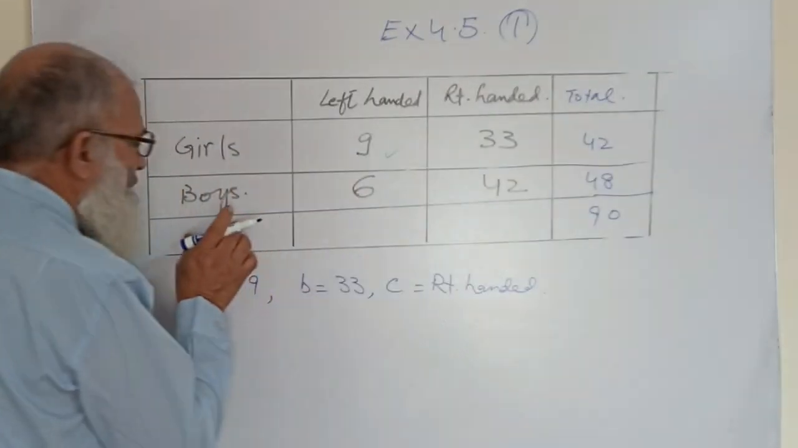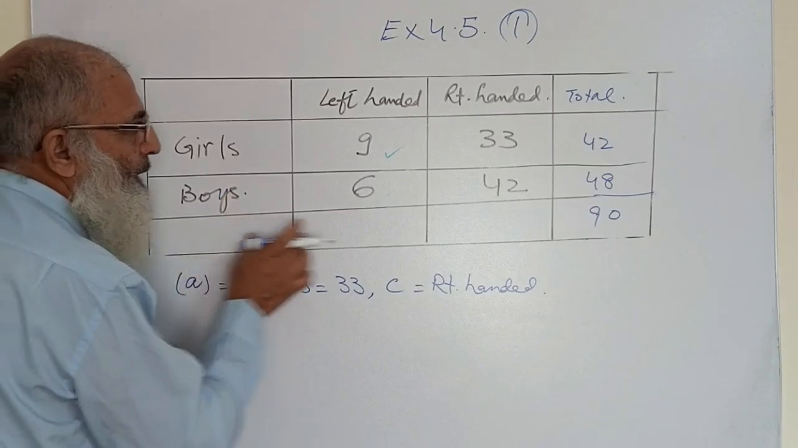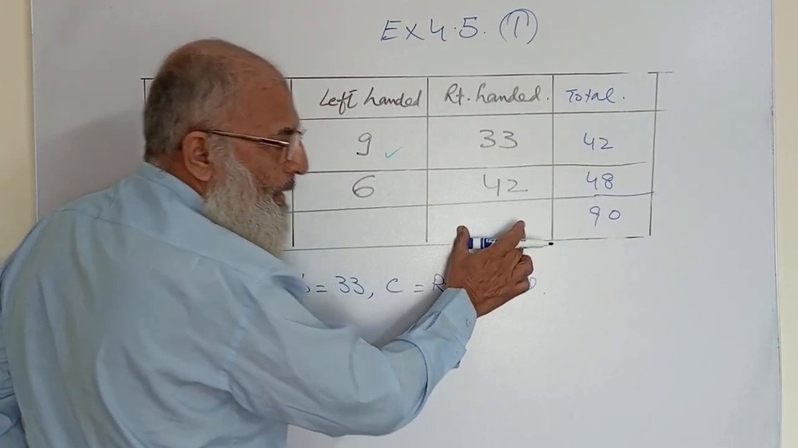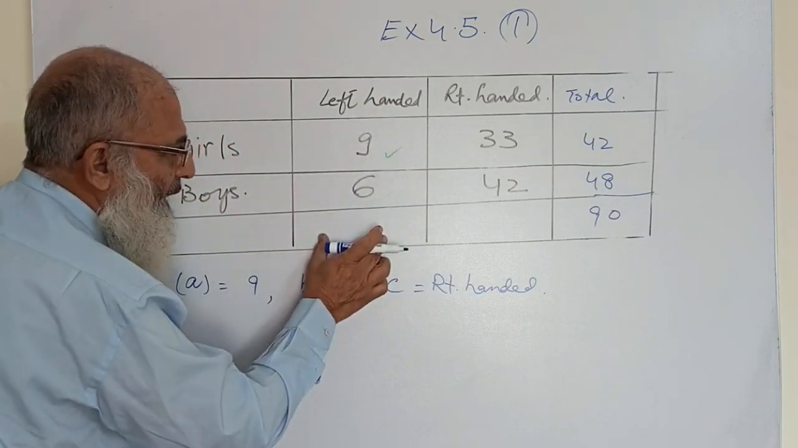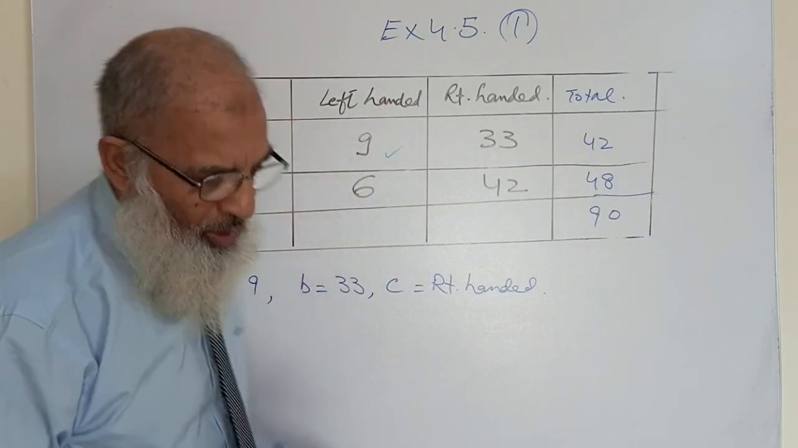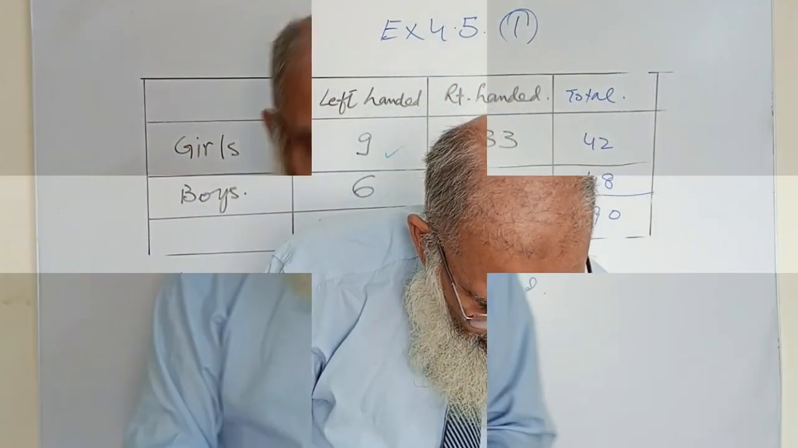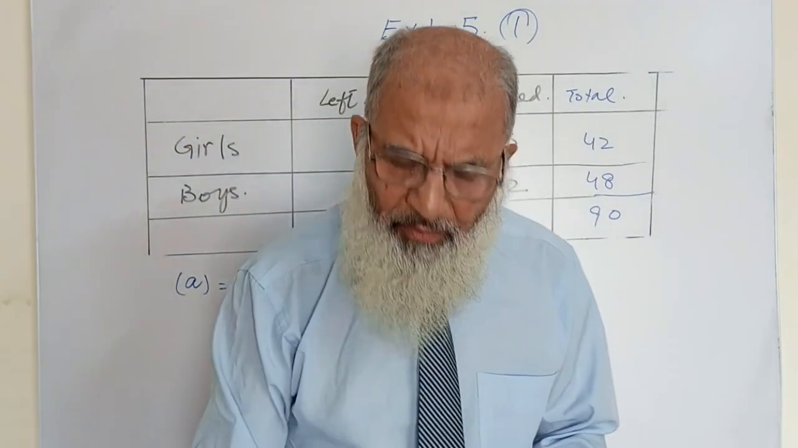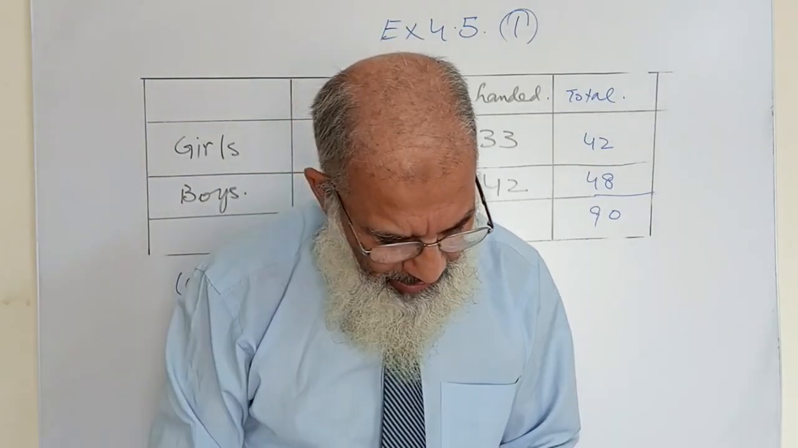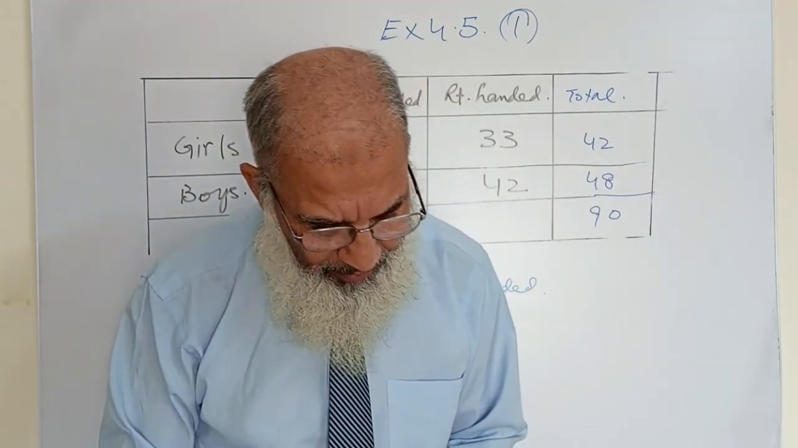If she had asked how many students are right-handed, you can even do that, but it is not asked, so I am not doing it. The rest of the two questions are very easy and very simple, and you will do them by yourself.